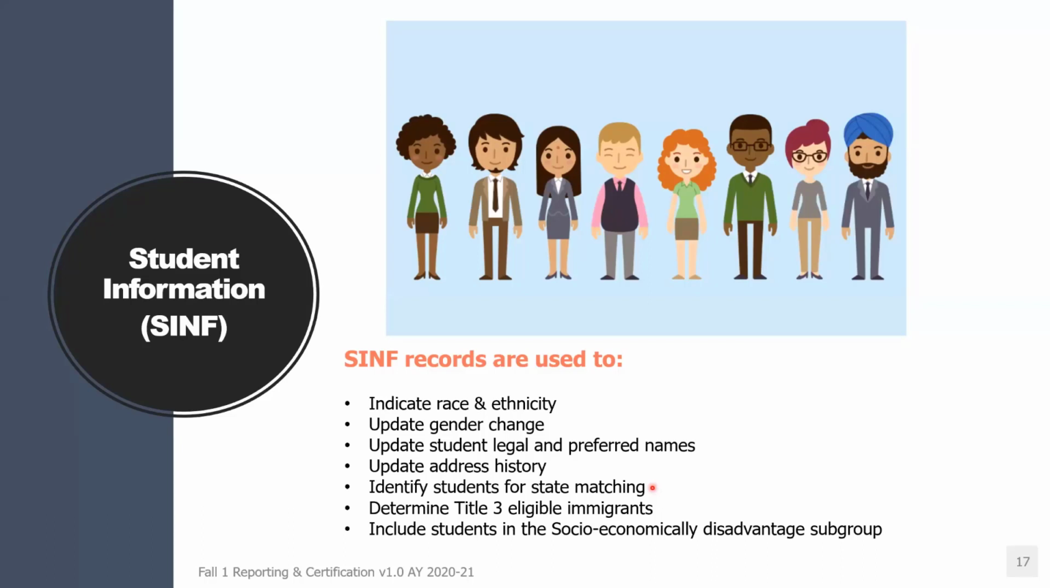Based on this, it will be used to identify students for state matching, determine any Title III eligible immigrants, and determine students who are included in the socioeconomically disadvantaged subgroup. So basically, the parent education level will be used for inclusion in the socioeconomically disadvantaged subgroup.